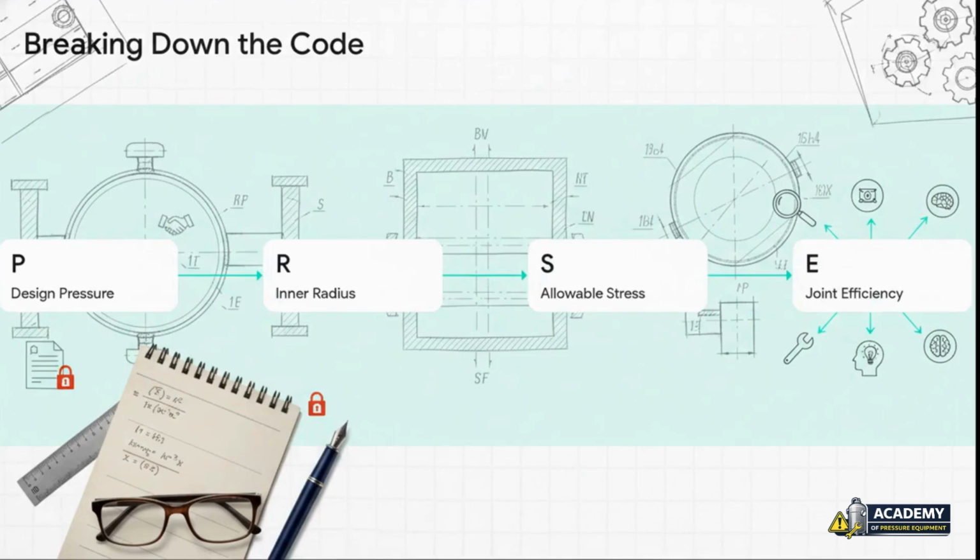So, what are these pieces? Well, P is our design pressure, and R is the vessel's radius. And honestly, those are usually locked in by the process, folks. We can't really change them. But S, the allowable stress of our steel, and E, the joint efficiency of our welds, that's where we get to make the big decisions. That's what separates a basic, by-the-book design from a really smart, efficient one.